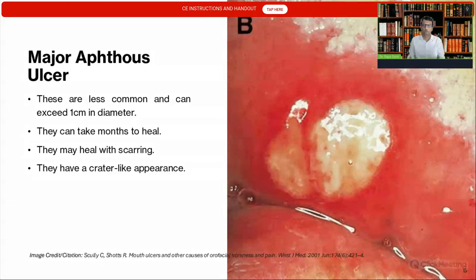Imagine a situation where for 2 months you cannot eat regular food because of the spice level, the irritation, the pain, and the chronic anxiety. So it's very important to make these ulcers heal as early as possible, not only to avoid complications and secondary infections as we discussed, but to make the quality of life much better. They may also heal with scarring, and they have a crater-like appearance. In this diagram, you can see how the major aphthous ulcer looks.